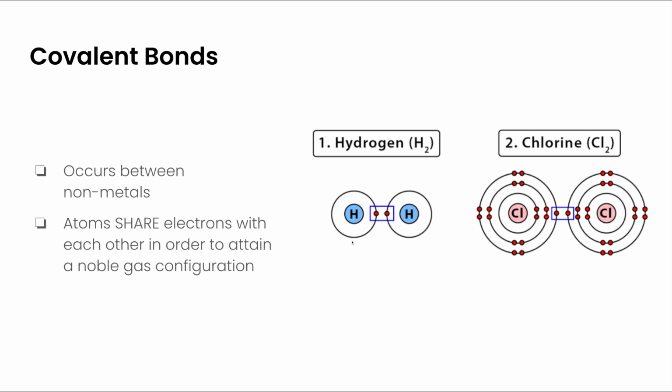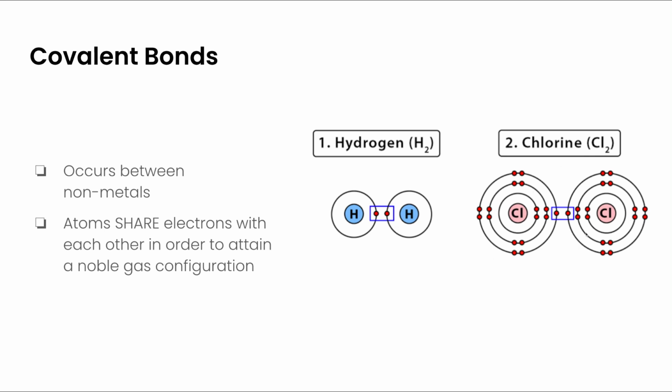So if we take a look at hydrogen here, each hydrogen has one electron in the first shell. And so to form this covalent bond, they are each sharing one electron with each other in order to form a single bond. And by doing that and sharing those electrons, they both then essentially have two electrons in their valence shell because they've got one from themselves and they're sharing one from the other hydrogen atom.